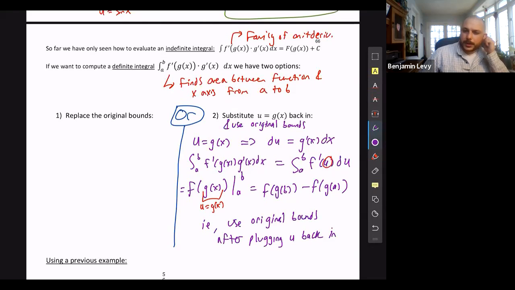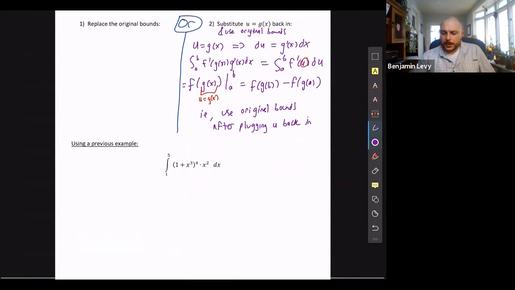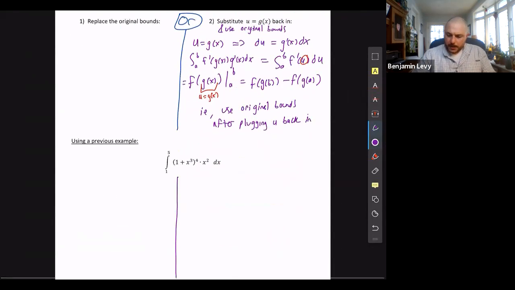Should we do this example first or look at the other one? Yeah, so maybe let's just go right onto the problem and do this example with that method. And this example we already saw.